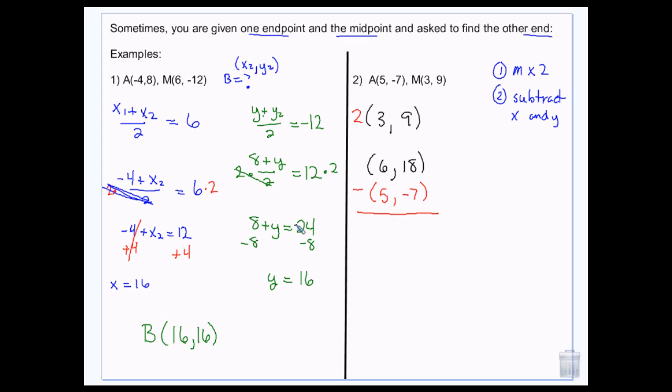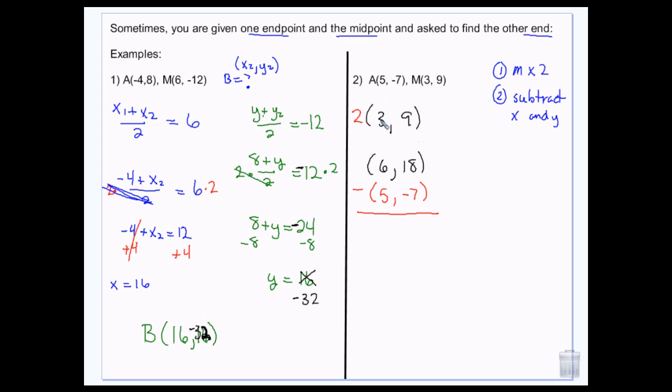Where? Oh, you're right. It sure was. Thank you. I dropped my negative. Thanks for catching that. So that would change that to a negative 32. Good catch. Thank you.